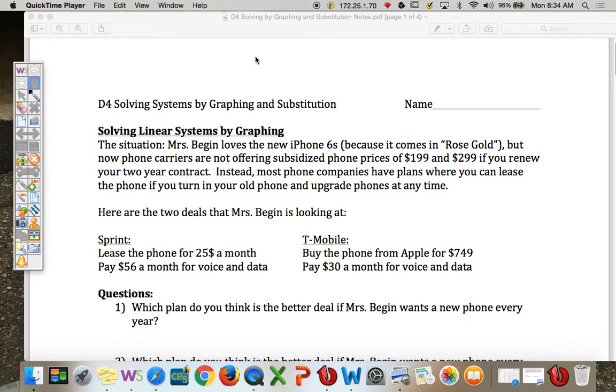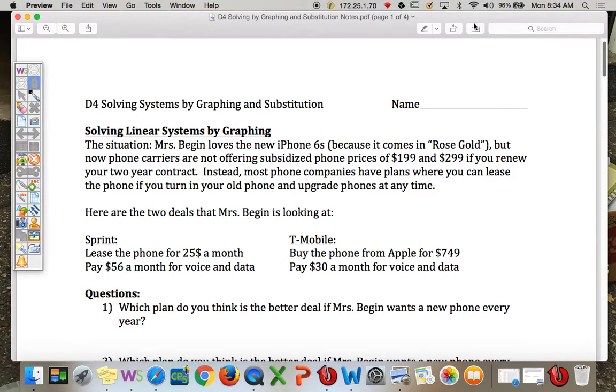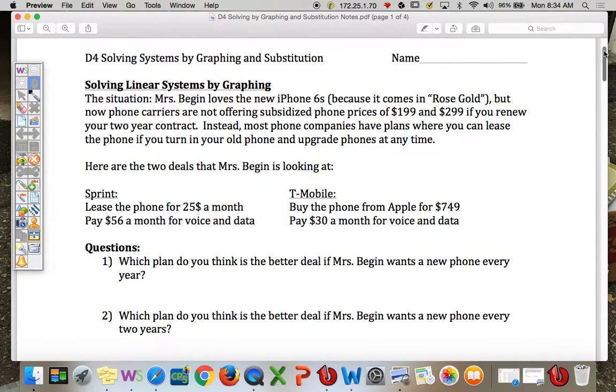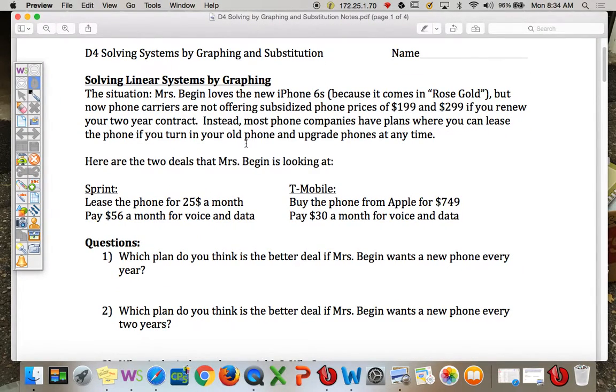Today we're going to look at solving systems by graphing and also by substitution. So the first situation, solving linear systems by graphing. Mrs. Bayesian loves the new iPhone 6s because it comes in rose gold, but now phone carriers are not offering subsidized phone prices of $199 and $299 if you renew your 2-year contract. Instead, most phone companies have plans where you can lease the phone if you turn in your old phone and upgrade your phones at any time.